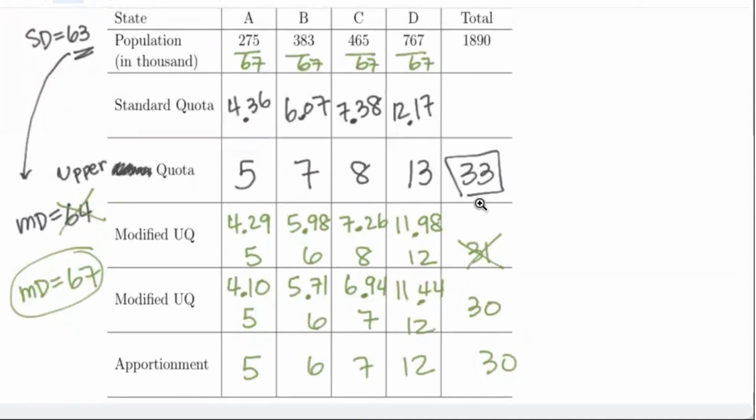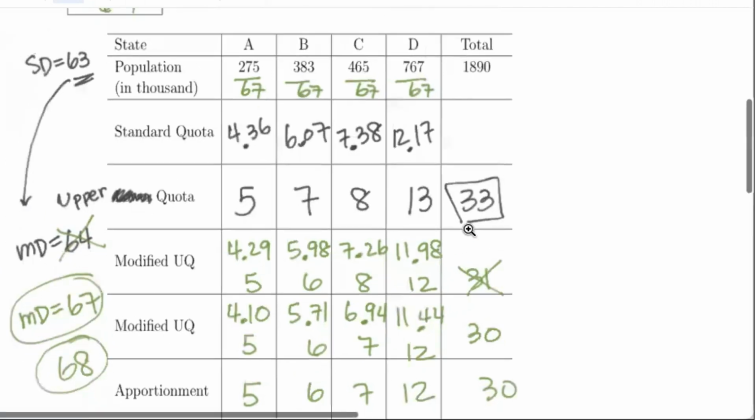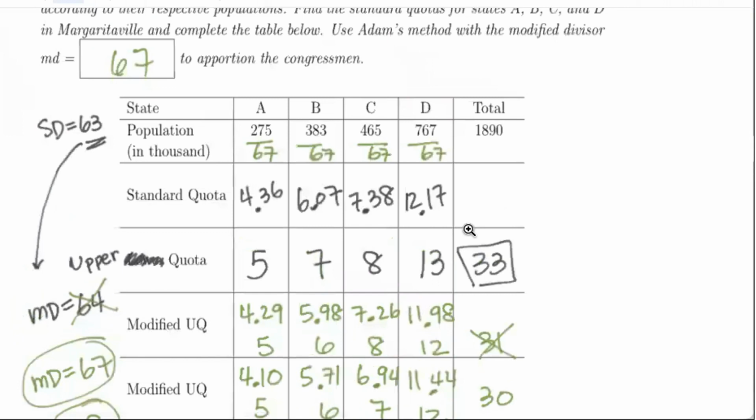Just curious, does 68 work? Let me see, 465 over 68. Okay, 68 works for me too. Double check that. Round up, everybody round up. 68 works as well. So you can have credit for 67 and 68. 68 works as well.